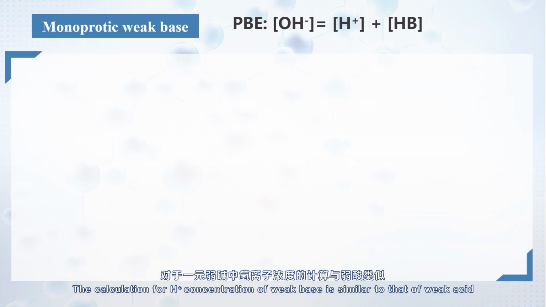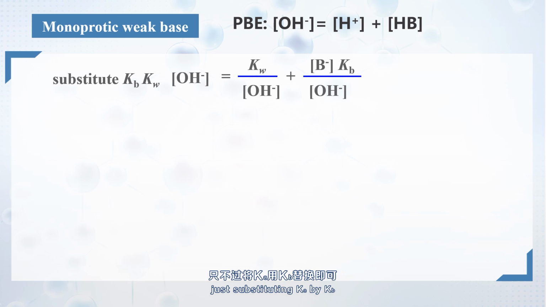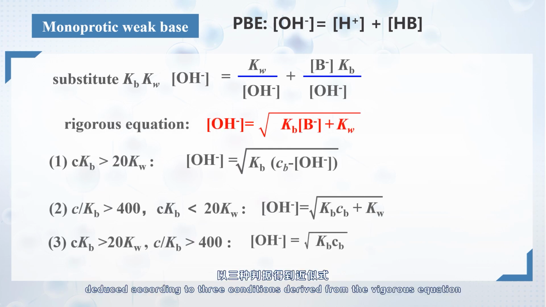The calculation for hydrogen concentration of weak base is similar to that of weak acid. Nevertheless, it is first to calculate the concentration of hydroxide and then transform to hydrogen. All the calculation formulas for hydroxide have the same form as those of hydrogen, just substituting Ka by Kb. The approximate formula can be deduced according to three conditions derived from the rigorous equation.